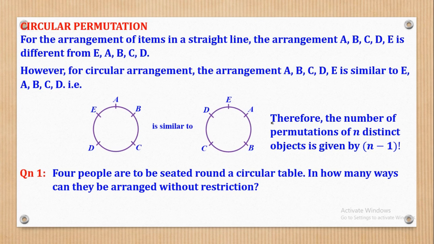And in that case, it means that the number of permutations of n distinct objects is given by n minus 1 factorial. For a straight line or for a row, it was n factorial. But in this case, when it is circular, it will be n minus 1 factorial. For example, question 1 says 4 people are to be seated round a circular table. Note this word circular. In how many ways can they be arranged without restriction? So there we shall say there are 4, meaning that the number of ways will be 4 minus 1 factorial, which will be 6 ways.